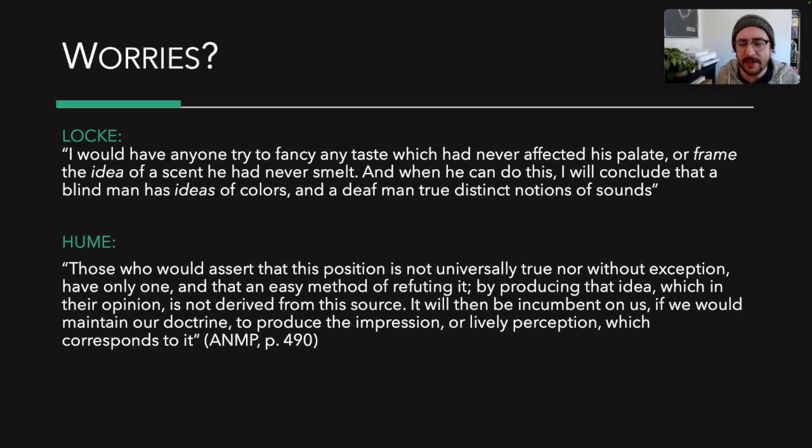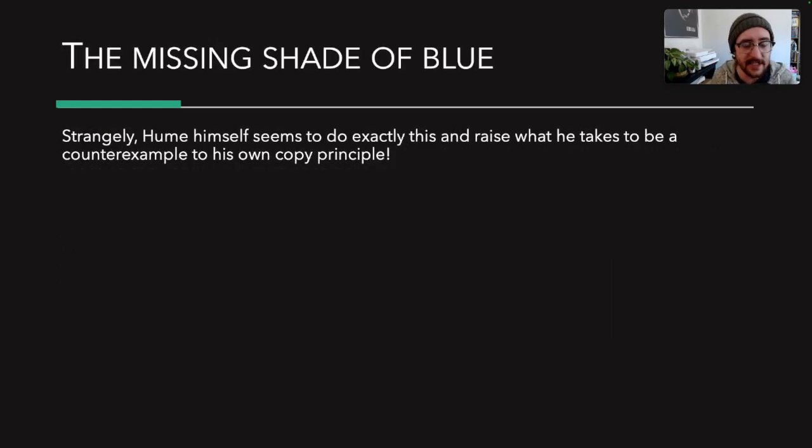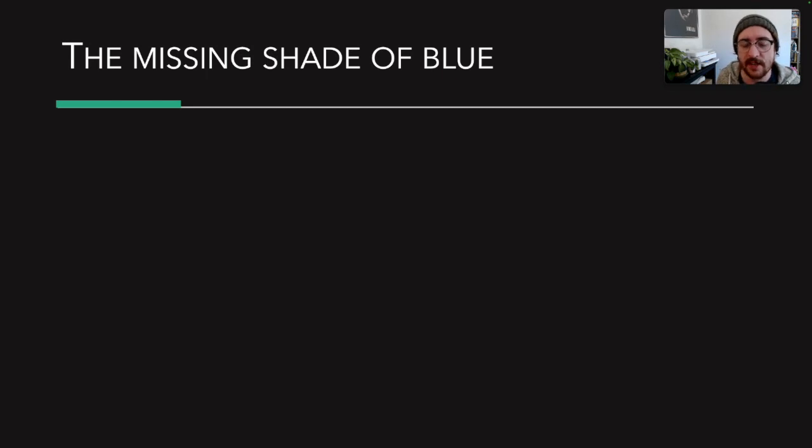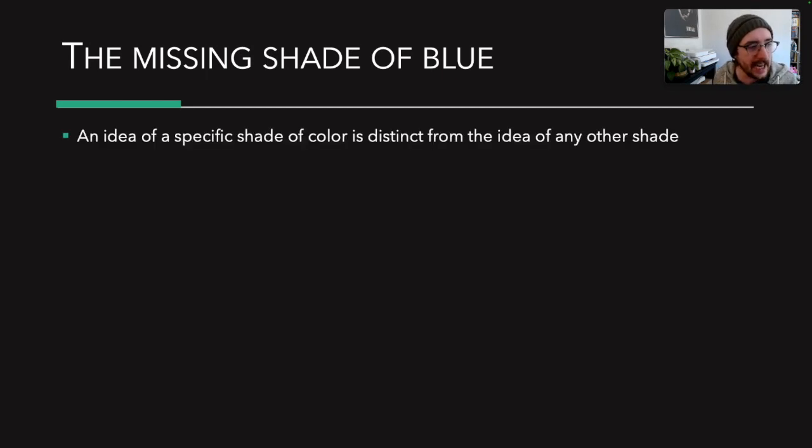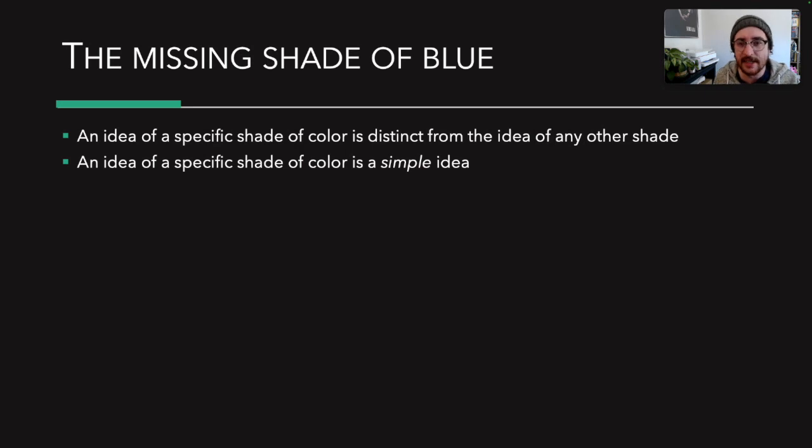Just give me one. But this is where things get weird, because Hume immediately after this gives what he himself thinks is a counterexample to this claim that ideas would always have to come from copies of previous impressions. It's what's called the missing shade of blue. In order to understand this, you need to recognize an idea of a specific shade of color is distinct from the idea of any other shade. So my idea of sky blue is a distinct idea, different from my idea of navy blue. And an idea of a specific shade of color is a simple idea. It's not an idea composed of smaller parts. The idea of navy blue is uniform in appearance in my mind.